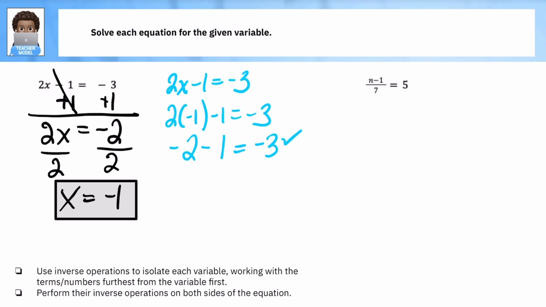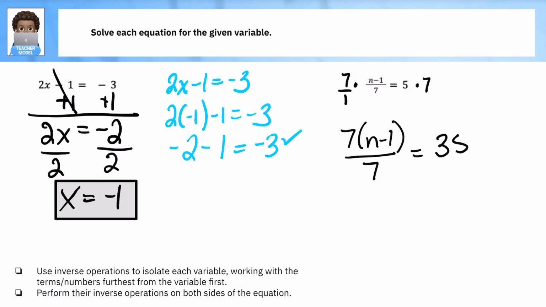And for the second one, it does look a little tricky. So how do I start this part off? We're going to start with n minus 1 divided by 7. We're going to start by multiplying by 7 over 1. So we're going to deal with that part first. And that gives us 7 times n minus 1 over 7 is equal to 35.